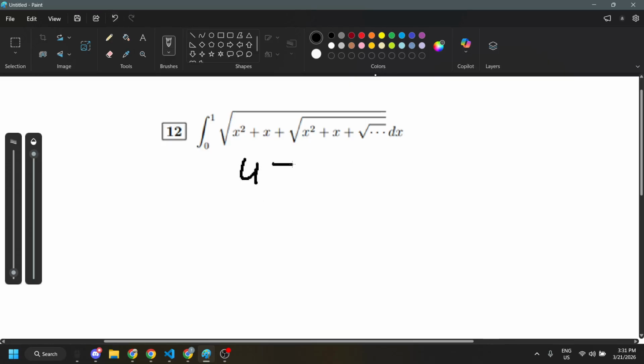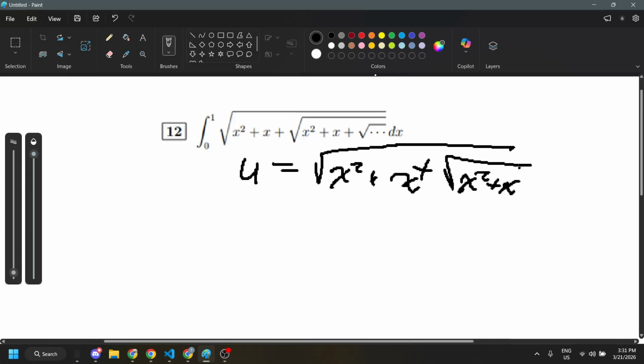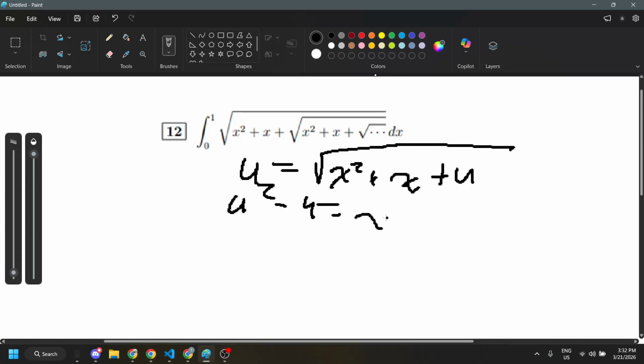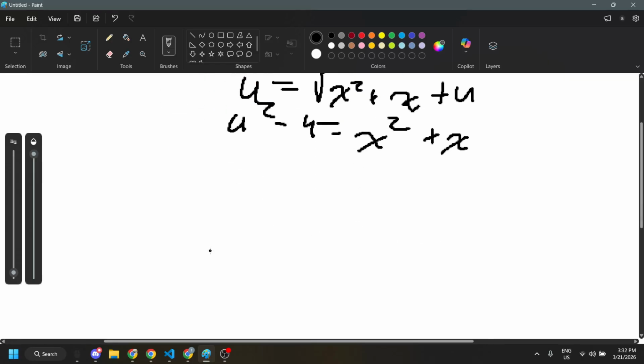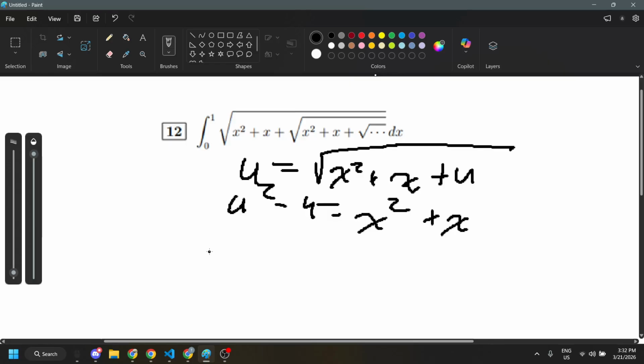So if we say u is equal to the square root of x squared plus the square root of x squared plus x plus dot dot dot, we see this is the same as this, so we can say it's equal to x squared plus x plus u. So we know u squared minus u is equal to x squared plus x. Maybe we need to try implicit differentiation or something, because here we have what u is and here we have what x is.